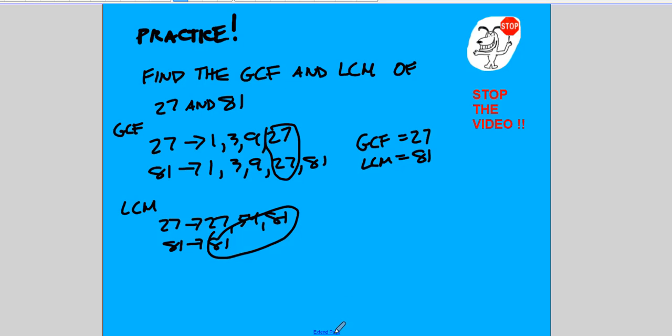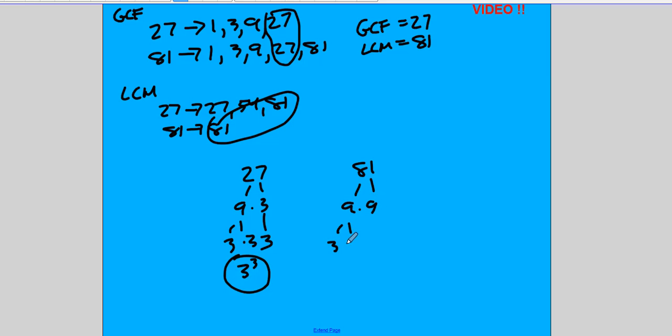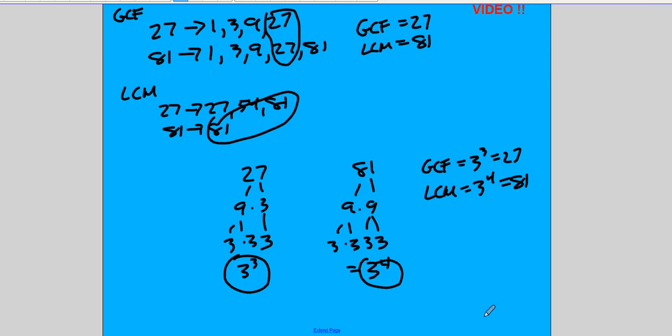Well, let's do a prime factorization here. So 27 is 9 times 3, but that's 3 times 3 times 3, so 3 to the third is the prime factorization of 27. Then 81, 9 times 9, that's 3 times 3 times 3 times 3, which is 3 to the fourth. So they share 3 to the third in common, so the greatest common factor is 3 to the third, which is 27, and the least common multiple is the highest power of each factor that occurs, and that's 3 to the fourth, which is 81. So that's how that works.